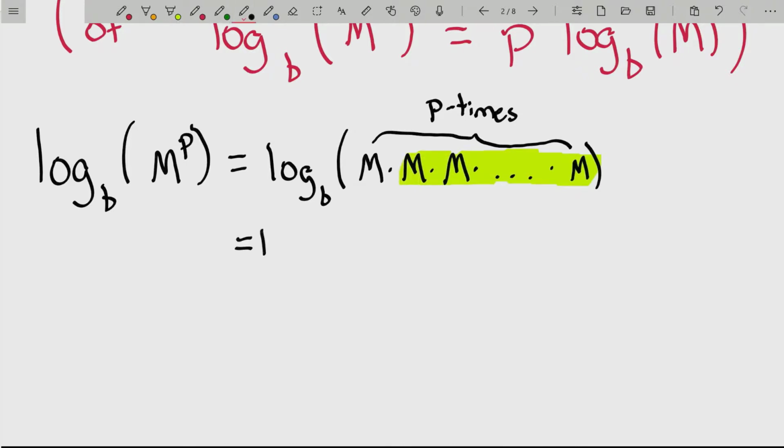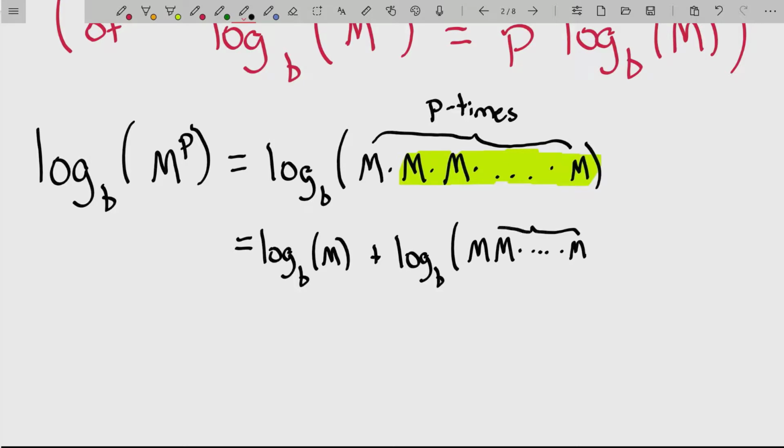Let me write that down. Log base b of m plus the log base b of all those other m's, m times dot dot dot times m. But now we don't have p of these. We stole one out. We only have p minus 1 of those. And then I'm going to do the same trick here. I'm going to break that apart.